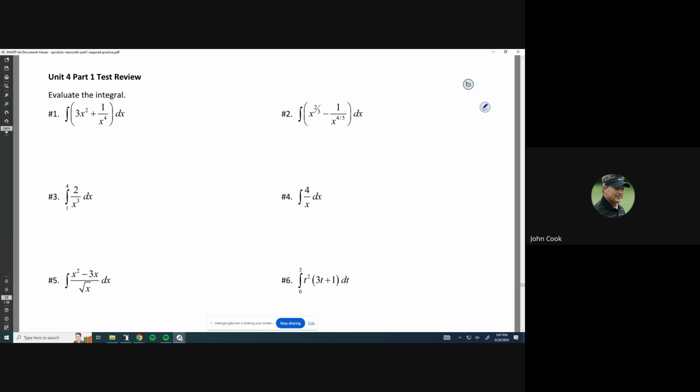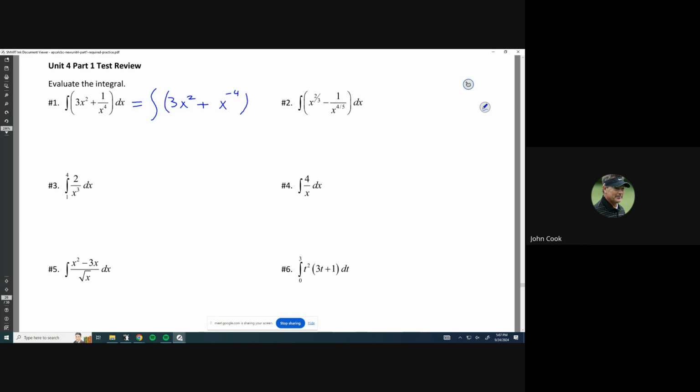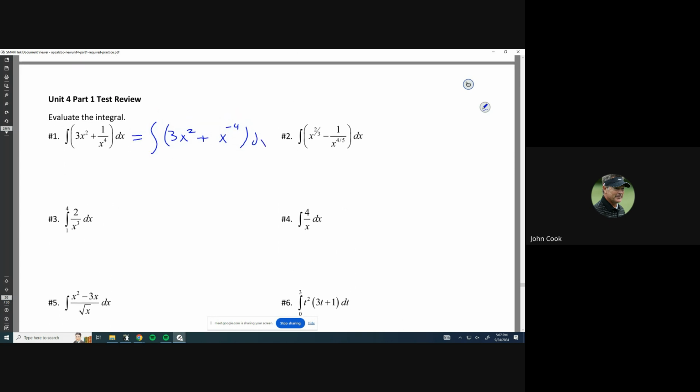Okay, first off, whenever I have an exponent in the denominator, I just move it to the numerator. Because if you just do that simple little trick, things get really easy for you. Because 1 over x to the fourth is the same as saying x to the negative fourth. And then this just becomes power rule at this point. So I'm just going to use power rule for this. So I've got 3 and x to the 2 plus 1 over 2 plus 1 plus x to the negative fourth plus 1 over negative 4 plus 1.